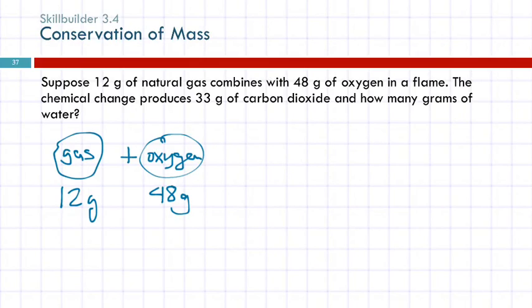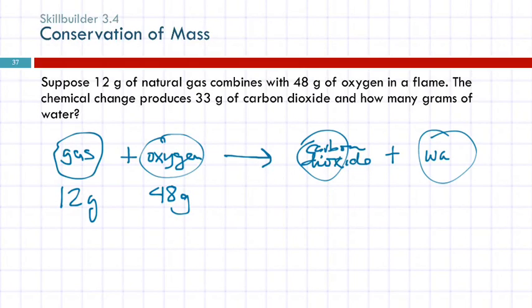And that is producing, there's the arrow, it's producing some carbon dioxide. Carbon dioxide. I don't know why I'm writing with my finger. That's messy. And water. And it tells me that there's 33 grams of carbon dioxide. And it wants to know how much of this?